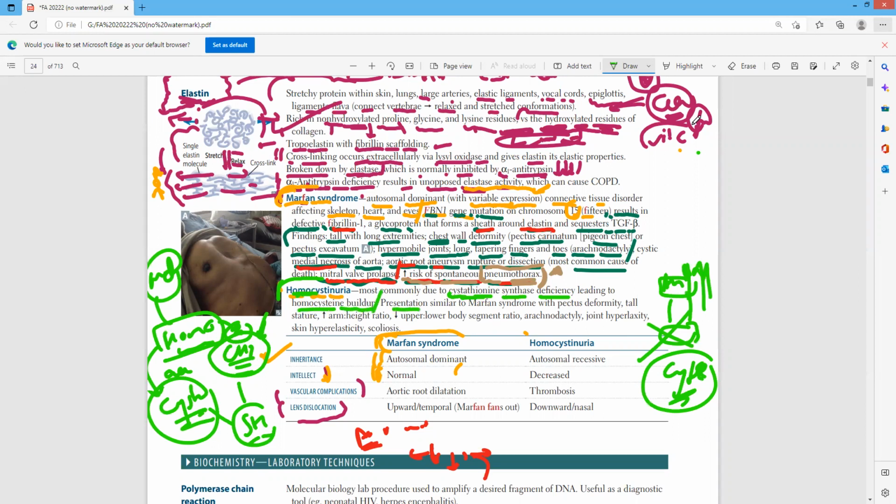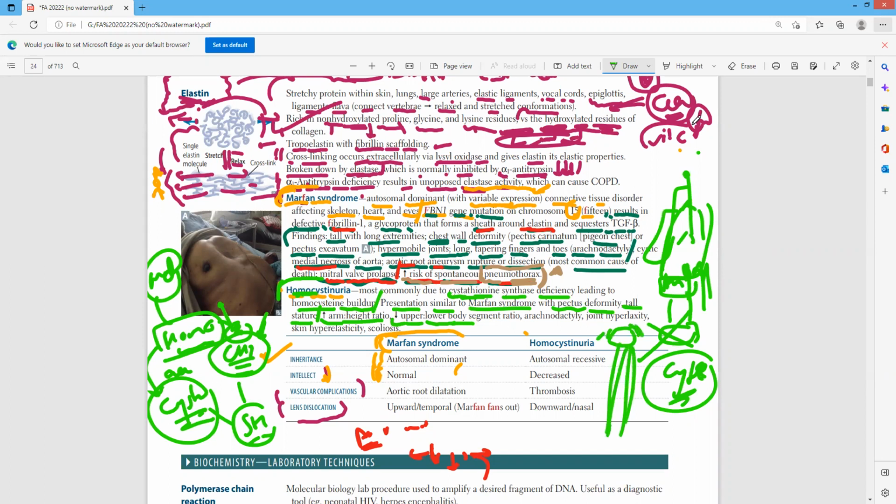Its presentation is similar to Marfan syndrome, with that pectus deformity and tall stature. You will have an increased arm to height ratio, and a decreased upper to lower body ratio. You will find the upper body like that and the lower body like that. I will extend that for illustration. This is upper to lower body. You will have arachnodactyly.